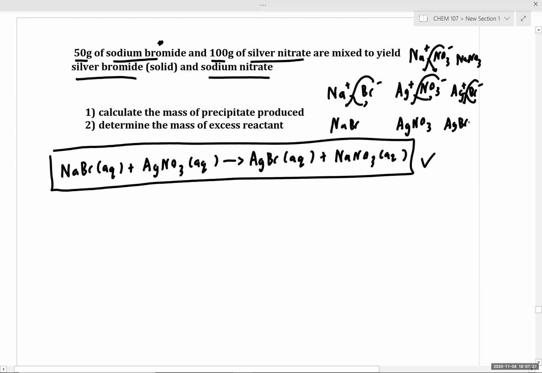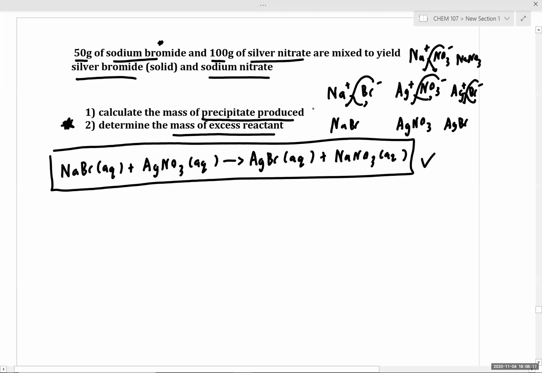Now, here's an important strategic idea. If we're asked to calculate the mass of precipitate product and to determine the mass of excess reactant, if we need to know both the amount of product that we make and the amount of reactant left over, what method would be useful? What method should we use? What method is most applicable in this case? The ICE method or the product method?